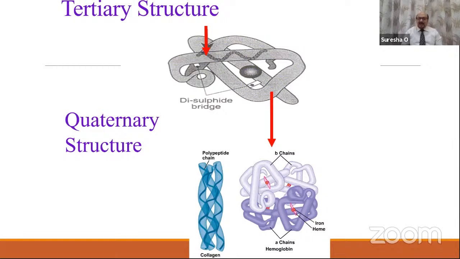Quaternary structure refers to such a protein which is made up of 2 or more polypeptide chains. For example, hemoglobin. It has four polypeptide chains: alpha 1, alpha 2, beta 1, beta 2. So in the diagram, you can observe the 4 polypeptide chains, how these 4 polypeptide chains are coordinately linked to one another, associated with one another to remain as one system or one protein. That is referred to as quaternary structure.